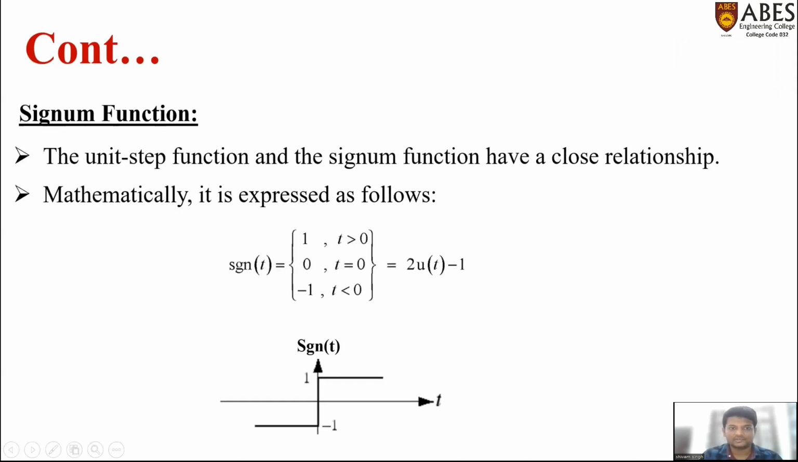Now the signum function. The signum function is also a type of elementary signal. The basic mathematical expression for the signum function is signum of t equal to 1 for t greater than 0, 0 at t equal to 0, and minus 1 for t less than 0. And if you want, you can also express the signum function in terms of the unit step function, which I have discussed earlier: it is equivalent to 2u of t minus 1. And in the figure for this expression, you can see signum t is 1 for t greater than 0, 0 at t equal to 0, and minus 1 for t less than 0.